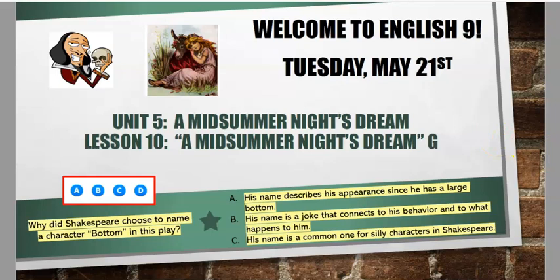So why did Shakespeare choose to name a character Bottom in this play? A, his name describes his appearance since he has a large bottom. B, his name is a joke that connects to his behavior and what happens to him. C, his name is a common one for silly characters in Shakespeare.